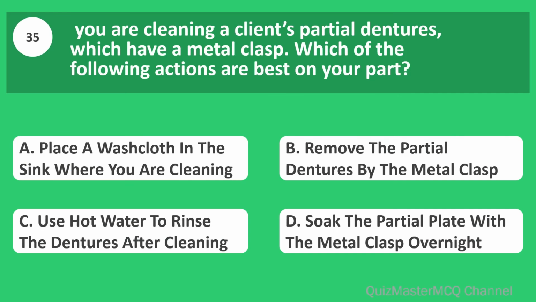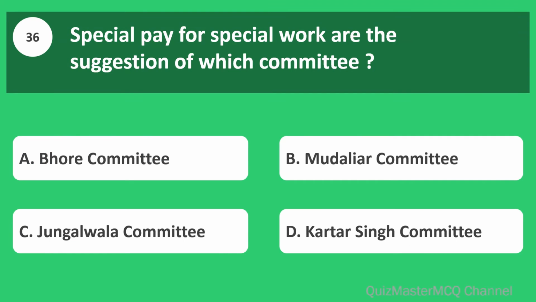You are cleaning a client's partial dentures, which have a metal clasp. Which of the following actions are best on your part? Place a washcloth in the sink where you are cleaning. Special pay for special work are the suggestion of which committee? Jungalwala Committee.